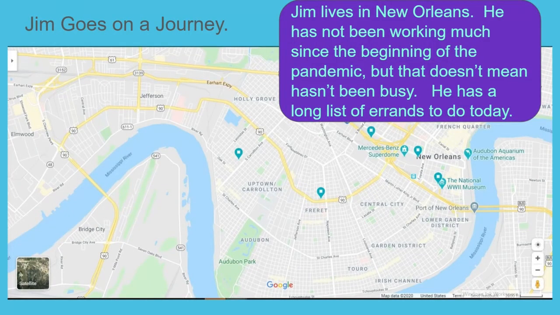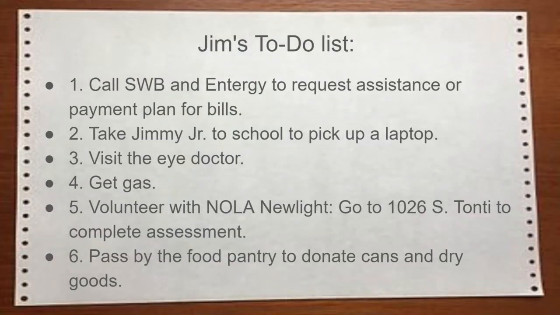So we're going to go on a journey today with a man named Jim. Jim lives in New Orleans. He has not been working much since the beginning of the pandemic. But that doesn't mean he hasn't been busy. He has a long list of errands to do today. Here's Jim's list of things to do. These are all things he has to do in the community.